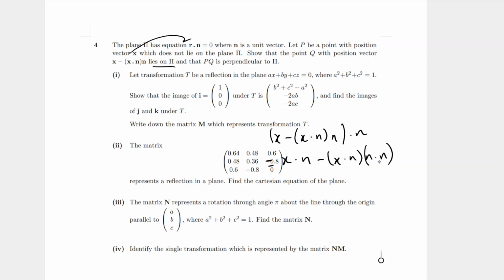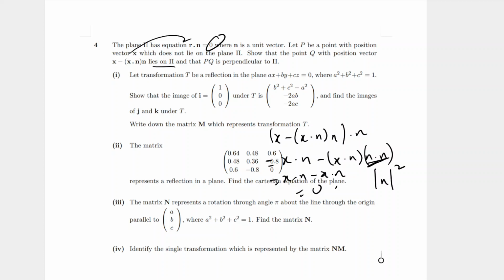And what is n dot n? It's 1, because n is a unit vector. n dot n is just mod n squared, but n is a unit vector. So this is x dot n minus x dot n, i.e. 0, which means that it does lie on the plane. Lovely.